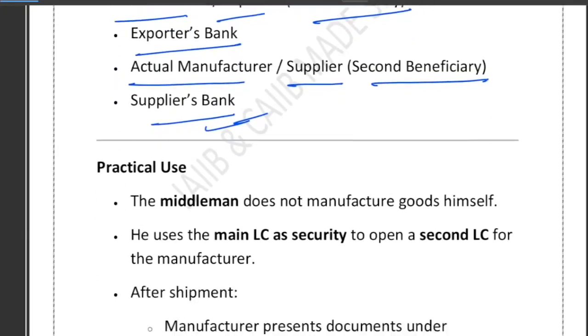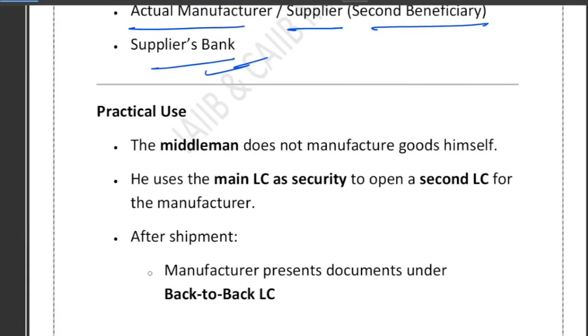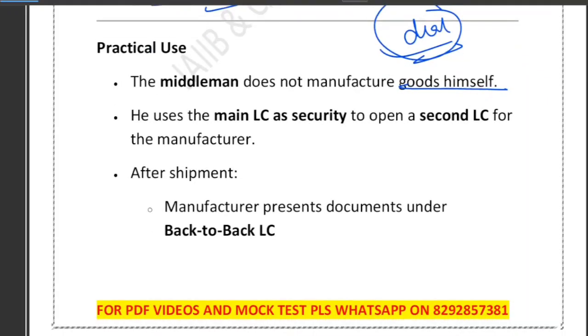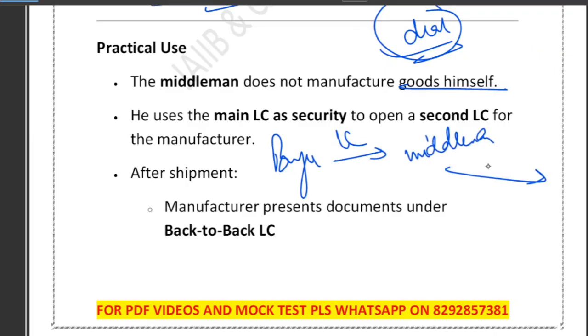The practical working of this back-to-back LC is that the middleman does not manufacture goods himself. He only arranges the deal. So what does he do? The buyer opens the main LC in favor of the middleman. So the buyer or the importer opens an LC in favor of the middleman, right? And the middleman's bank offers a back-to-back LC in favor of the manufacturer. So the manufacturer ships goods and submits the documents. The middleman presents the documents under the main LC. Payment received under the main LC is used to reimburse the bank.